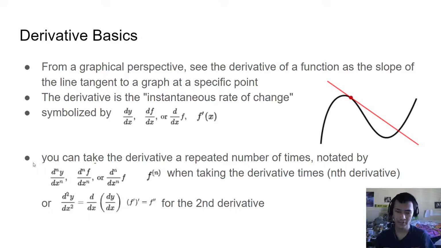Now, you can take the derivative any repeated number of times, and it's notated by any one of the following. Or you could just say the nth derivative of f with respect to x. With the second derivative as an example, you can write this as d2y by dx squared, or d by dx of dy by dx, or f prime prime, or f double prime. Or just the second derivative of f with respect to x, although that's a bit of a mouthful to say.